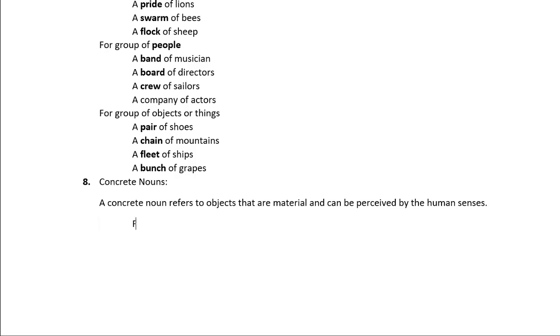Okay. For example, we can say the pen is on the table. We can say a pen is on the table.